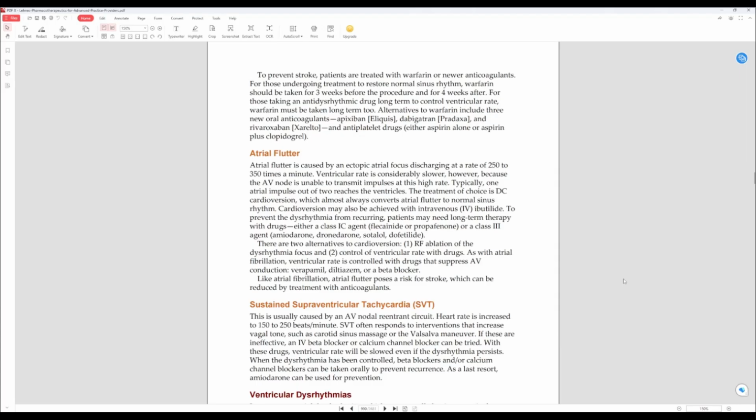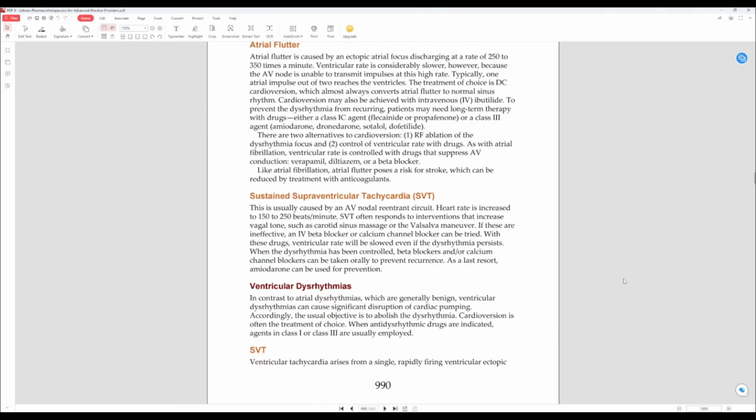For those undergoing treatment to restore normal sinus rhythm, warfarin should be taken for 3 weeks before the procedure and 4 weeks after. For those taking an antidysrhythmic drug long-term to control the ventricular rate, warfarin must be taken long-term too. Alternatives to warfarin include 3 new oral anticoagulants: Eliquis, Pradaxa, and Xarelto, and antiplatelet drugs, either aspirin alone or aspirin plus Plavix.